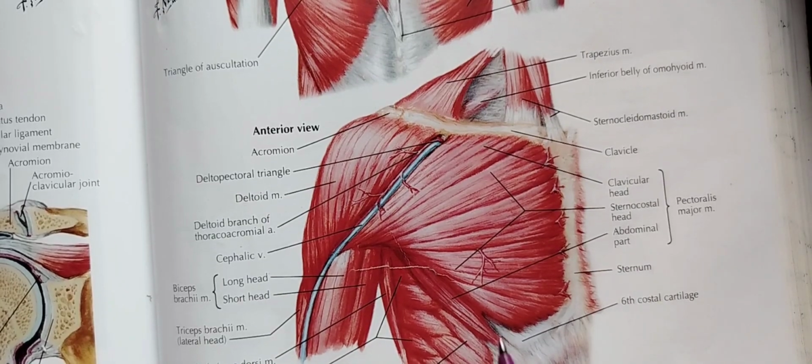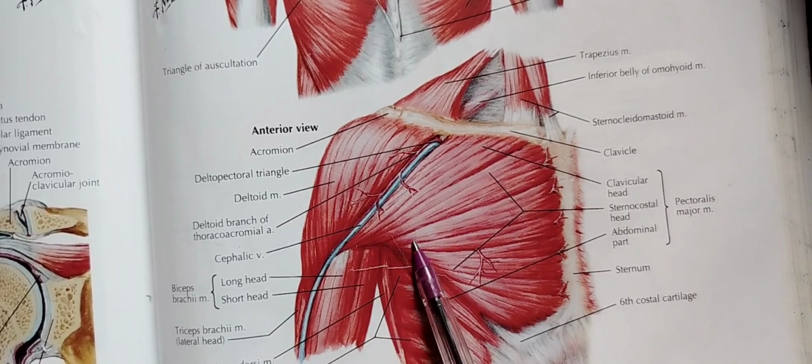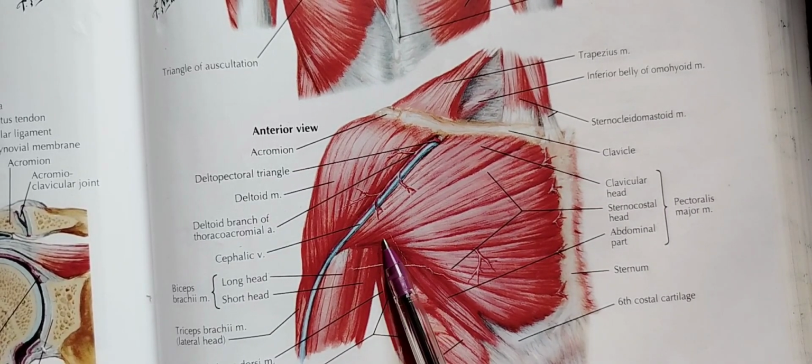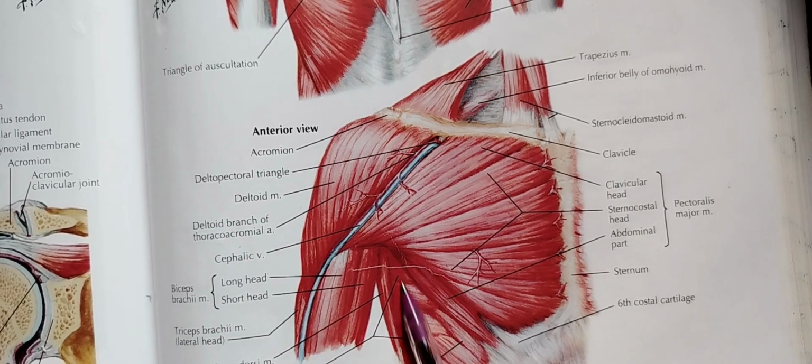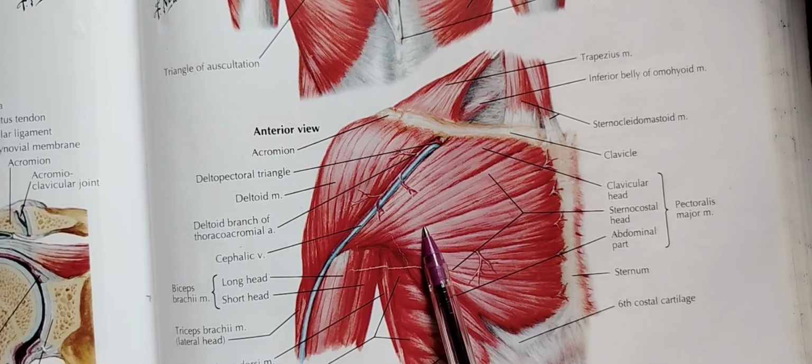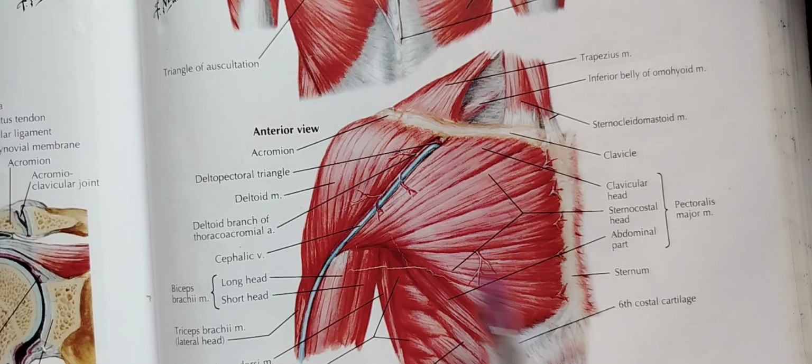In this photo, we can see the lateral part of the pectoralis major muscle forming the anterior wall of the axilla. This is the arm, this is the lateral part of the chest, and this is the pectoralis major forming the anterior wall of the axilla.